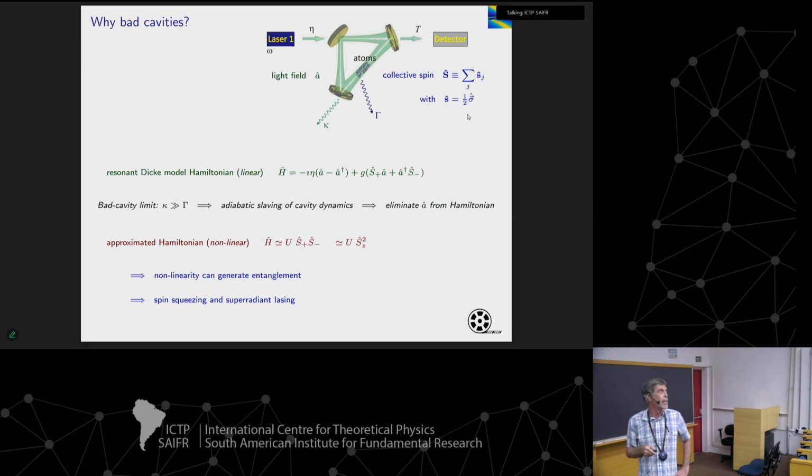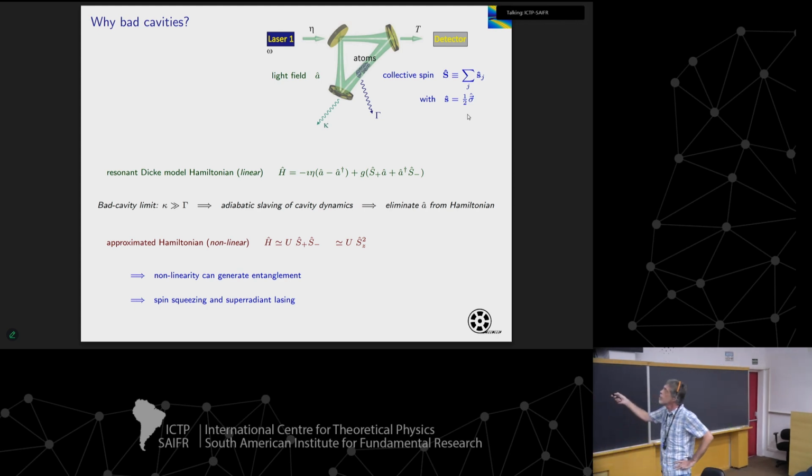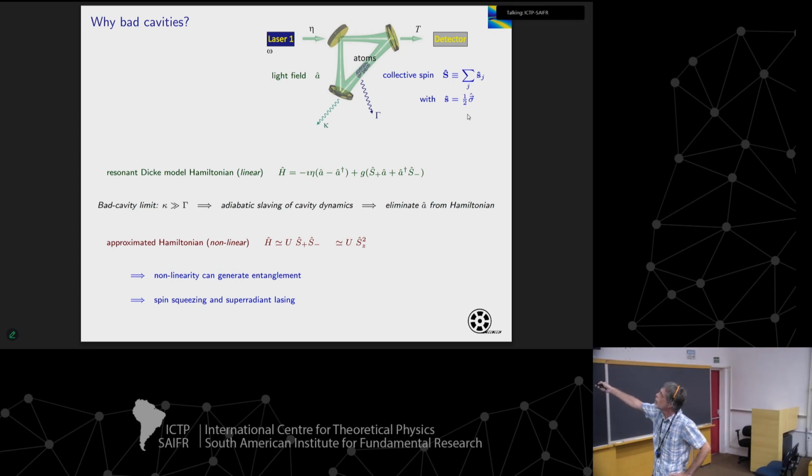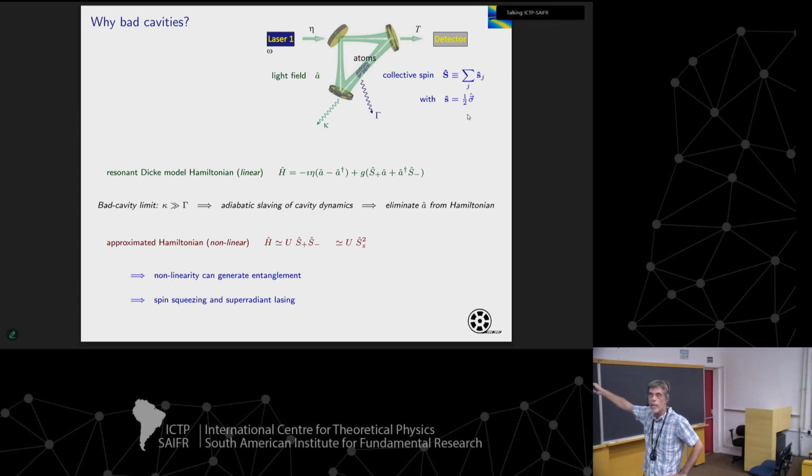Like always in physics, nonlinearity is always an approximation. Nature is intrinsically linear. If you want to have something nonlinear, you have to make an approximation. So we have a Hamiltonian which is now nonlinear, but it's much simpler. The nonlinearity is a trade-off of this approximation.